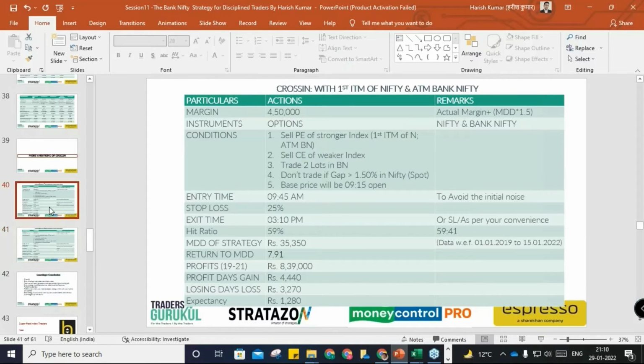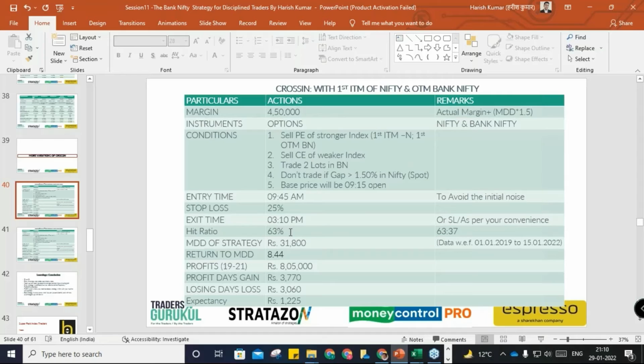Suppose in another way, what if I think that I am going to trade the first ITM of Nifty, and if I want to take more premium in Nifty and less premium in Bank Nifty, so that my premiums are a bit balanced. So what I do, I will just go and sell put of stronger index. So if Nifty is there, I will go and sell first ITM of Nifty and first OTM of Bank Nifty. Rest everything is same.